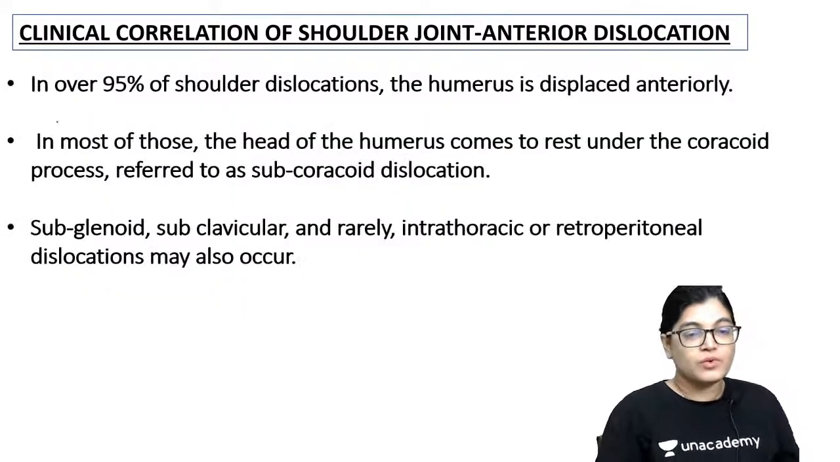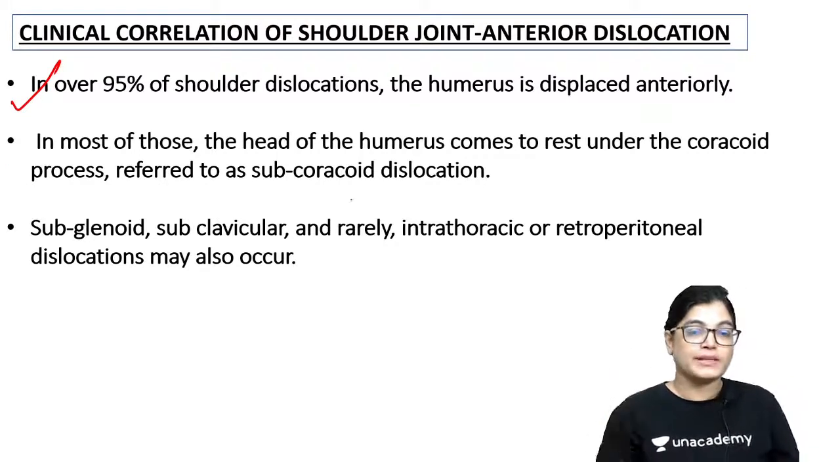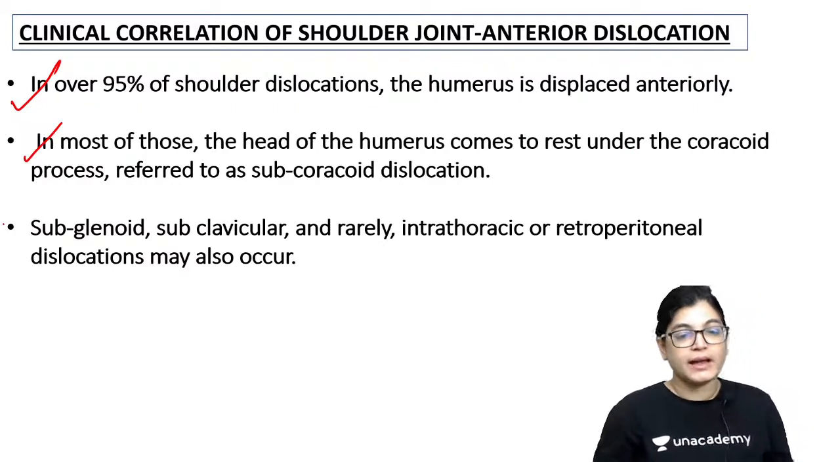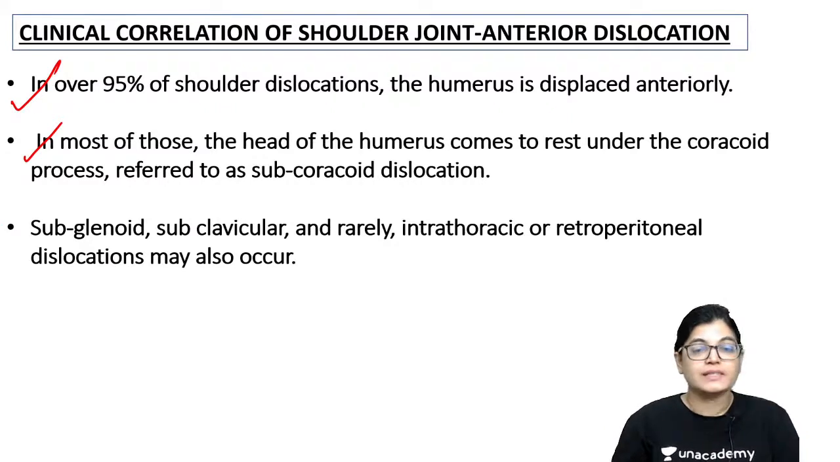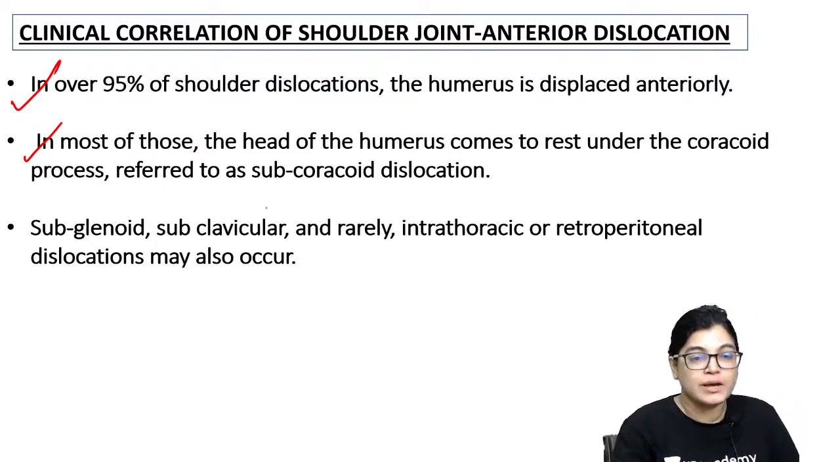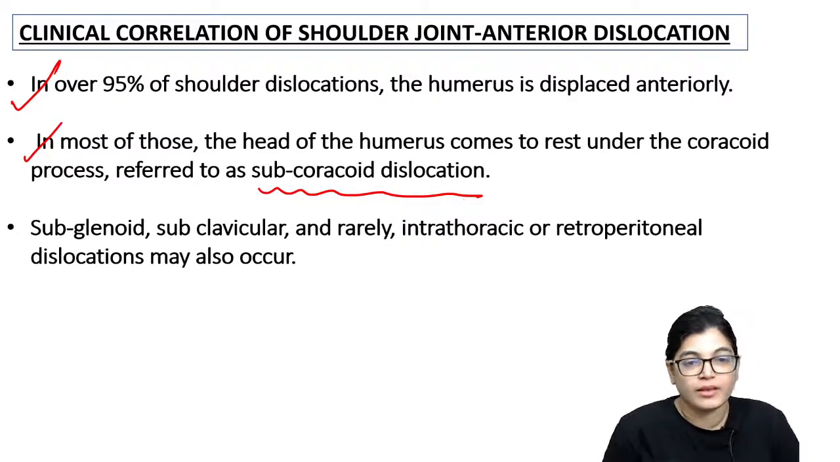What I told you, 95% of all shoulder joint dislocations are of which variety? Anterior dislocation. In most of the cases, the head of the humerus comes to rest under the coracoid process, and this is called subcoracoid dislocation. Shoulder joint anterior dislocation in which the head of humerus comes to rest below the coracoid process is a subcoracoid dislocation.